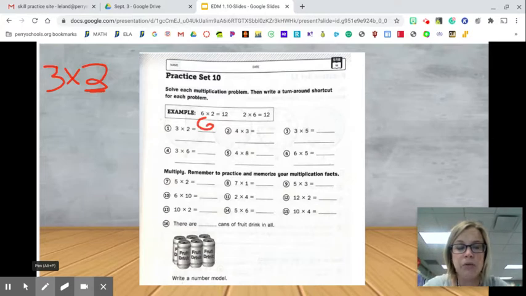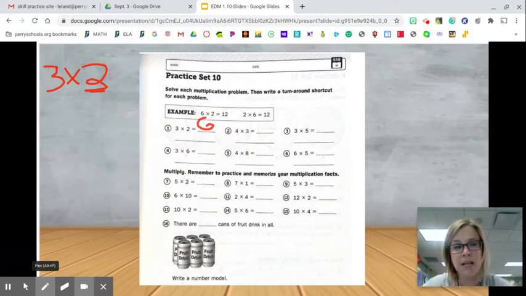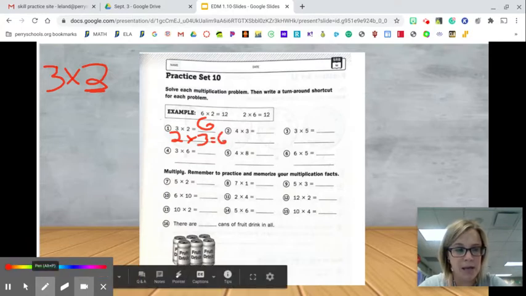Okay. So these directions say solve each multiplication problem, then write a turnaround shortcut for each problem. So if I know 3 times 2 is 6, my shortcut, my turnaround, is going to be 2 times 3 equals 6. Let's see if I can make my pen smaller.